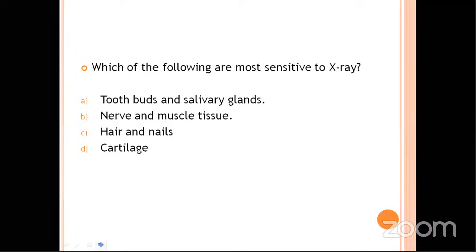So which of the following are more sensitive to X-ray? Tooth buds and salivary glands, nerves and muscle tissues, hair and nails, cartilage. Okay. The most radiosensitive are the ones which divide very fast. So the best option is tooth buds and salivary glands. Nerves and muscles are a kind of radioresistant cells, followed by cartilage and hair and nails.